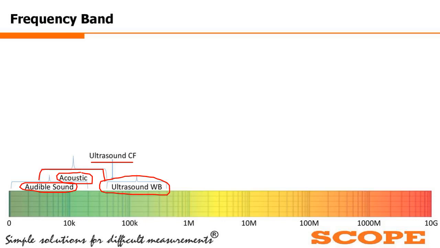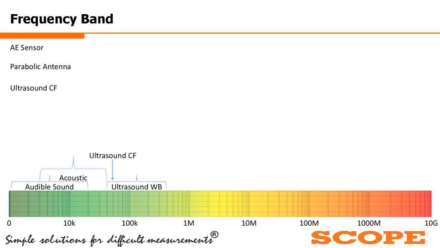All these different types are the acoustic band, because they are all sound we want to measure. And for sounds, we have different types of sensors. These are normal acoustic sensors, then we can have the parabolic antenna and ultrasound center frequency probes.